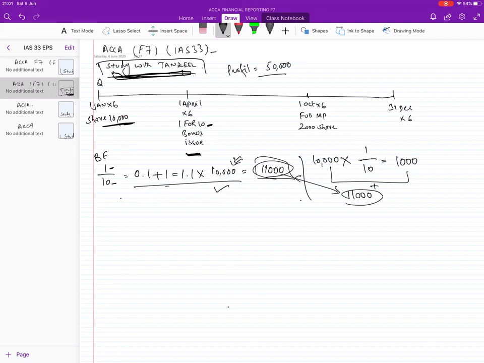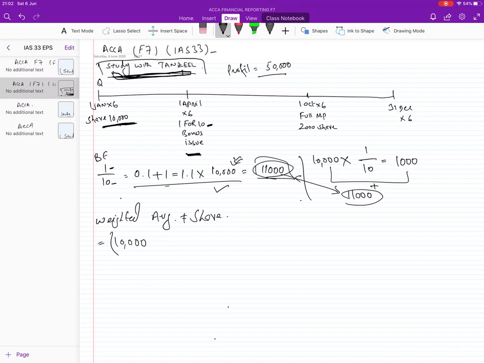Let's calculate the weighted average number of shares. I told you already, if no shares are changed in the whole year, then just take the profit divided by the number of shares. But if the company is issuing shares during the year, then you need to calculate the weighted average number of shares. How will you calculate? At the beginning you have 10,000 shares.